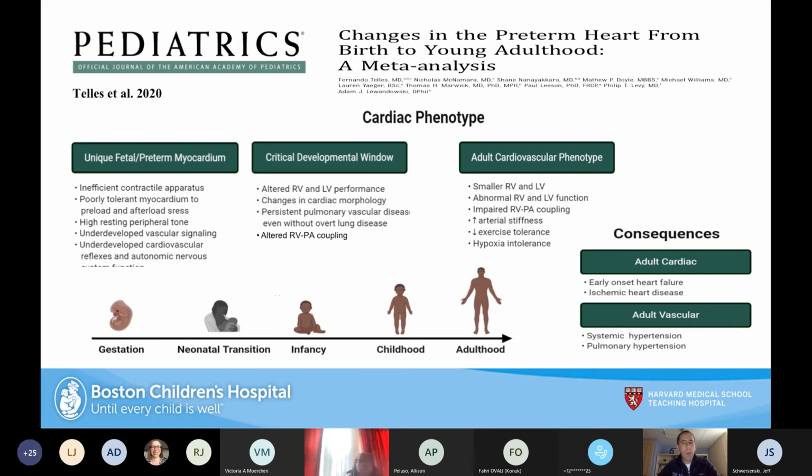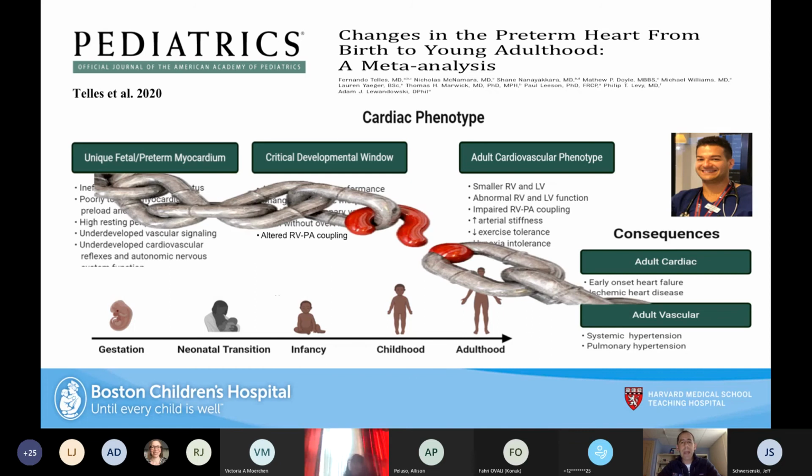We know that adults who are born preterm are at risk for hypertension with arterial stiffness. They have decreased exercise tolerance. They have increased hypoxia intolerance. They have abnormal RV and LV function. And all of this plays into consequences where you could have early onset heart failure, ischemic heart disease, pulmonary hypertension, and systemic hypertension. But what connected everything?